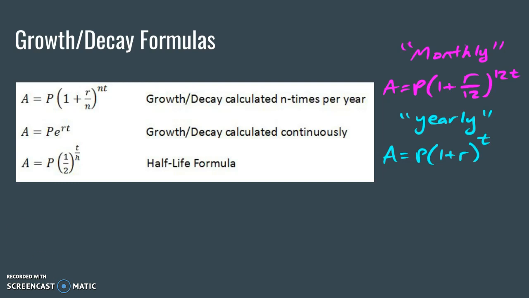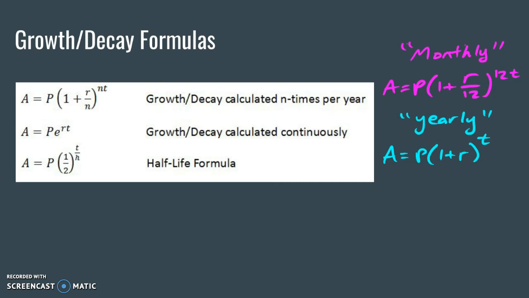Now, the second formula is if growth or decay is calculated continuously. That means it just never stops growing or never stops decaying. So in that situation, we're not too concerned about how many times it is calculated. It just never stops growing. But since it's continuously growing, we're going to use e as our base.